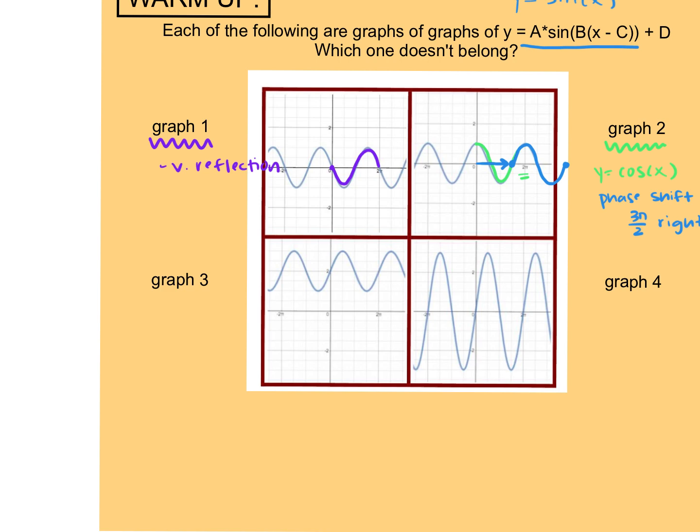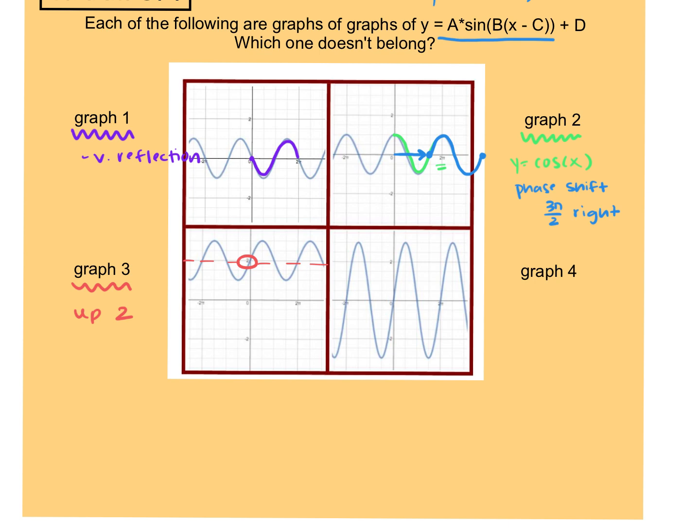Looking at graph number 3, this one might have stood out to you because there's clearly a vertical shift. There's no x-intercept here. It doesn't ever cross the x-axis. So the entire graph has been moved up. So you could describe that difference as having no x-intercepts, or maybe there's a vertical shift up, or you could say the baseline has moved. It looks like that baseline is now at 2, so it's been moved up 2 units.